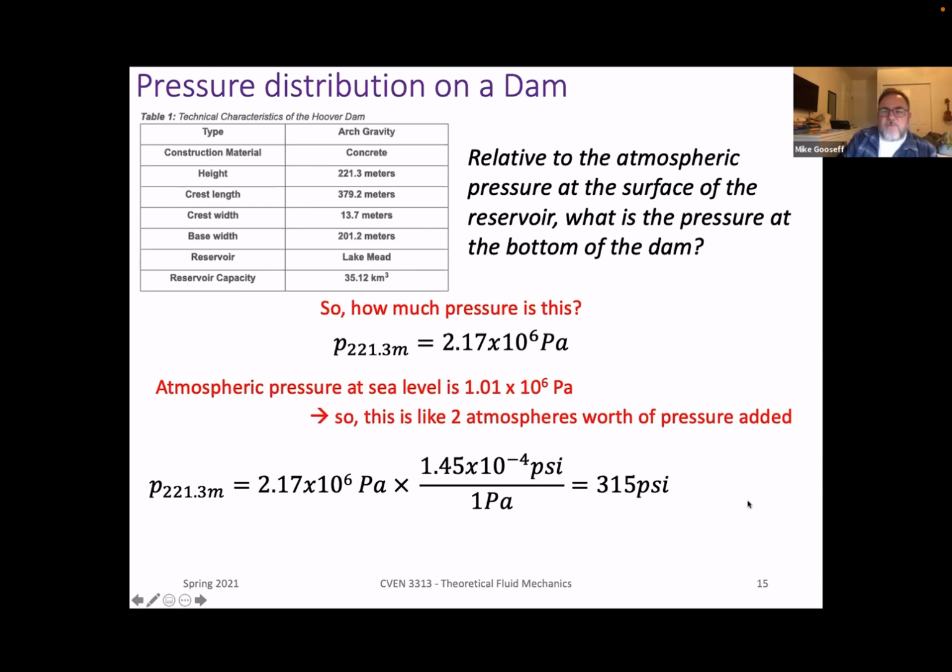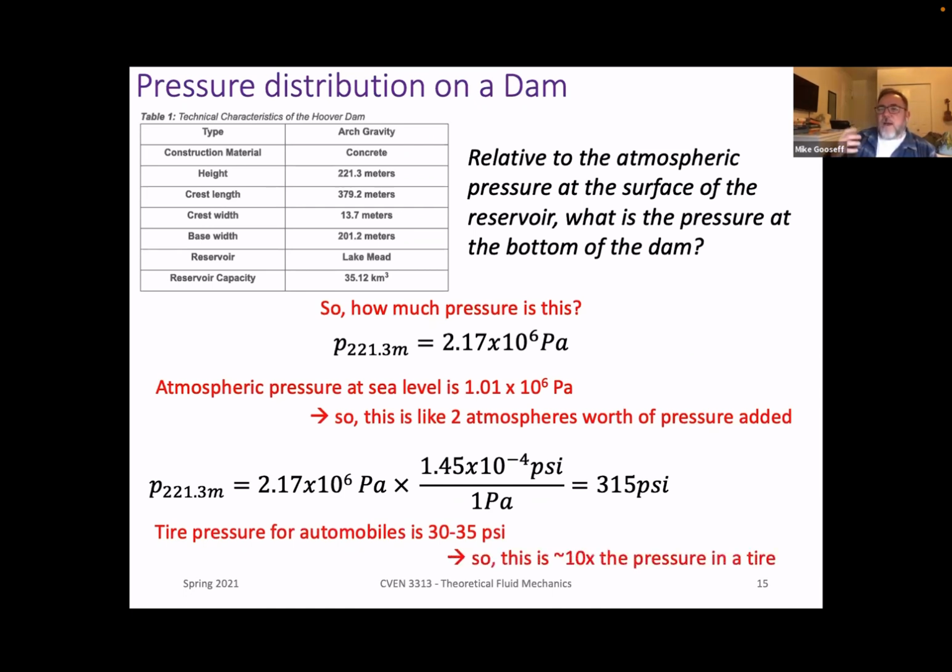So now I have 315. Oh, well, 315 sounds like a lot because I know that the tire pressure for my automobile should be 30 to 35. So this is about 10 times that, right? On the order of 10 times as much pressure as I put in my tire. And I know that if I pop my tire, I will hear a loud bang and have quite a bit of air coming out. So this might just be a better way of thinking about how much pressure 221.3 meters of water is above the bottom of that dam.